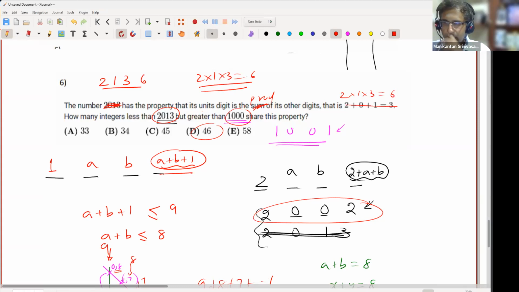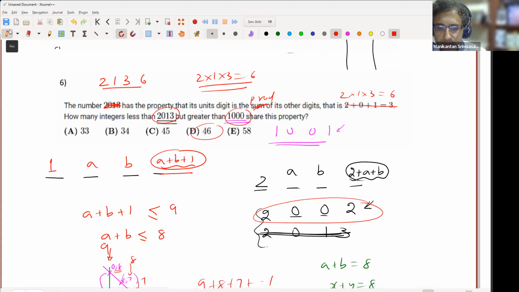So essentially, you get the idea, right? Instead of sum, suppose it's product. Can we approach it and do it?